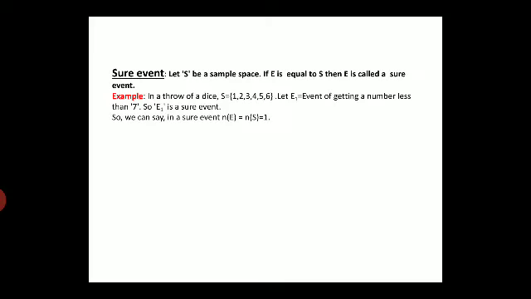Then we'll know about sure event. Let S be the sample space. If E is equal to S, then E is called a sure event. Example, in a throw of a dice, S is the set containing 1, 2, 3, 4, 5, 6 and let E1 be the event of getting a number less than 7. So E1 is a sure event. So we can say in a sure event, n(E) equals n(S), that is, P(E) equals 1.